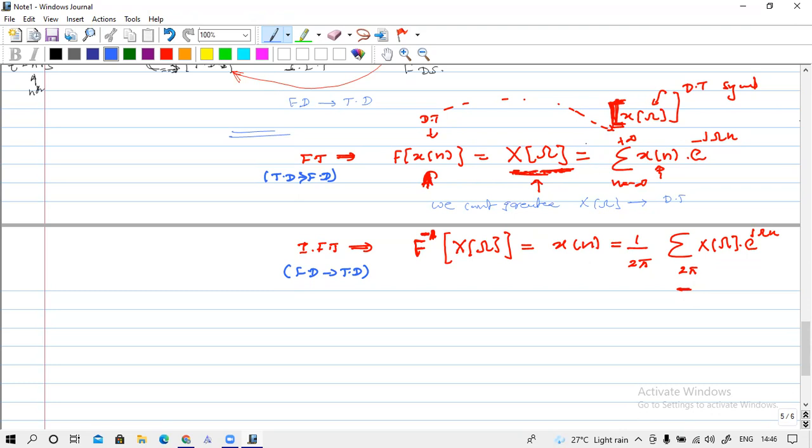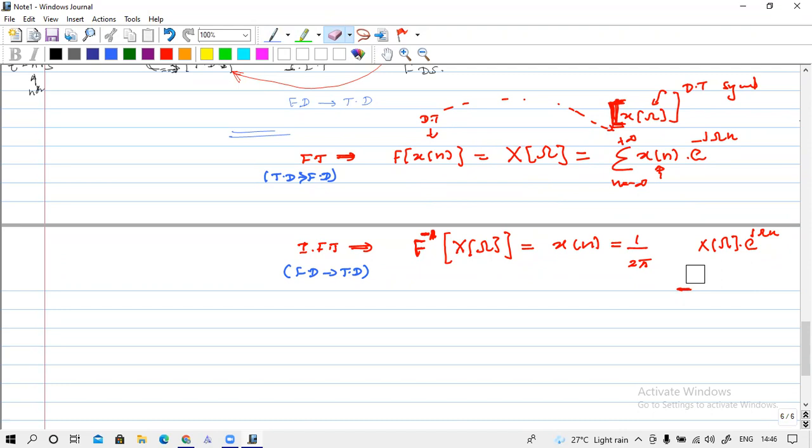Sometimes it does not happen. Sometimes this may be a continuous time signal. So this X(ω) we can't tell as a discrete time signal. It may be a continuous time signal also. So this statement is somewhat wrong, this one.